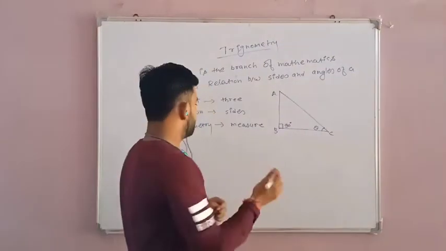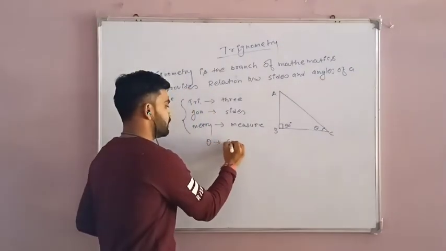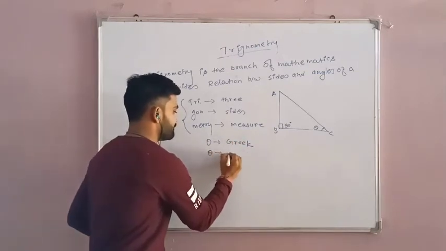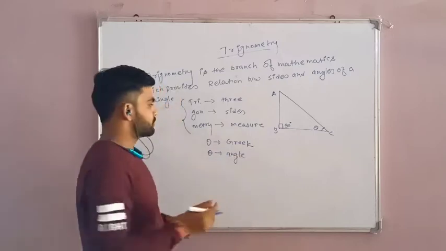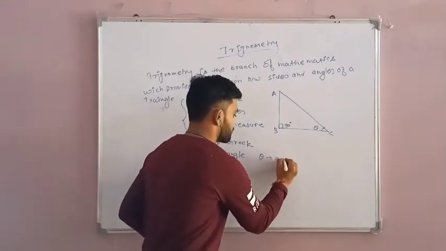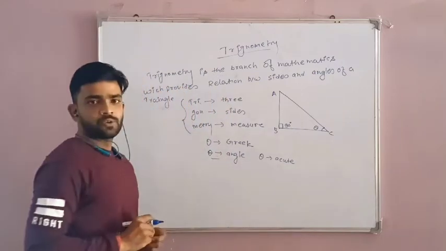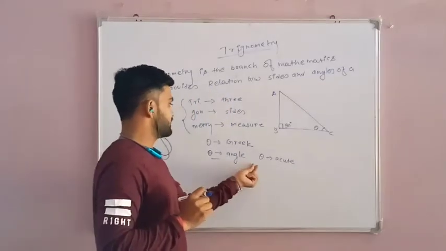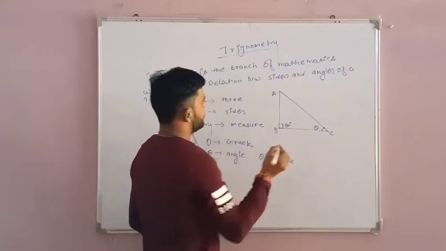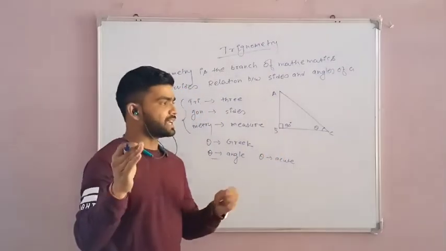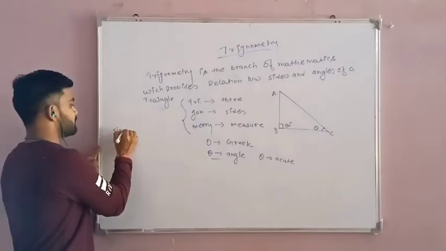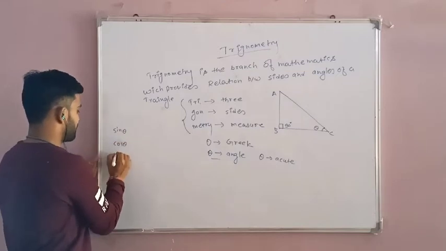What is this theta? Theta is also a Greek word which means angle. Theta represents angle. So the value of this angle should be an acute angle. Theta should be acute. So trigonometry is applied in a right triangle where theta is the acute angle, and in trigonometry we deal with three ratios of the sides. First one is sin theta, second is cos theta, and third is tan theta.